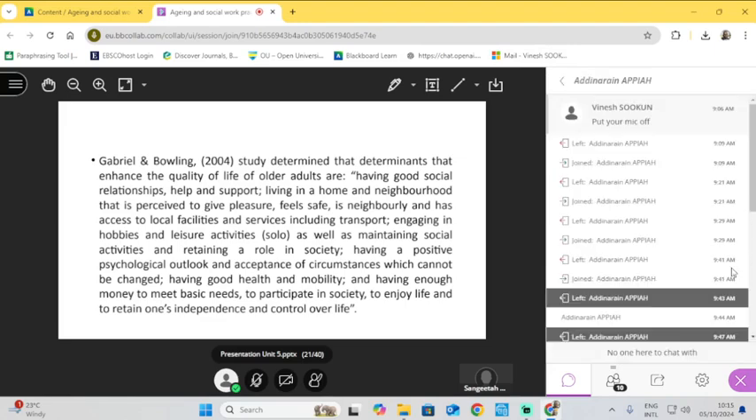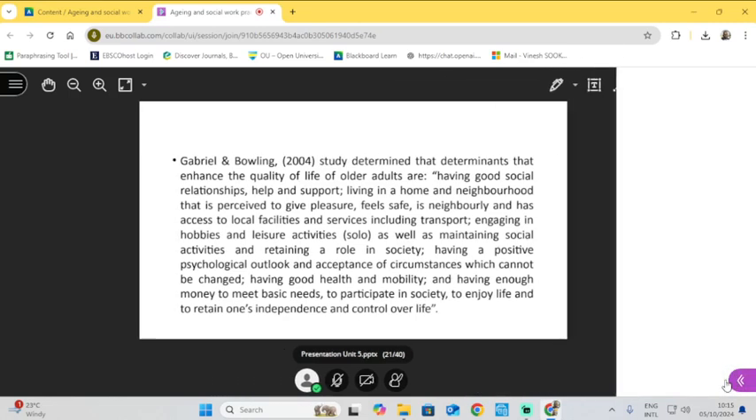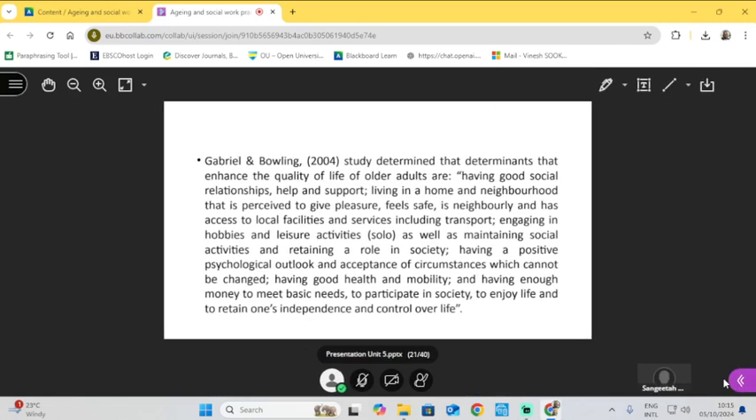Then we have Maslow's hierarchy of needs and quality of life, okay? Perspectives, at least three or four perspectives. Then there is the impact of the aging population on socio-economic development, correct? And also, we can discuss the cause and impact of the socio-economic.